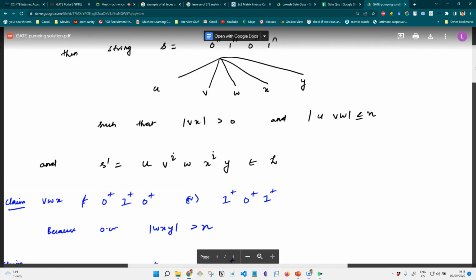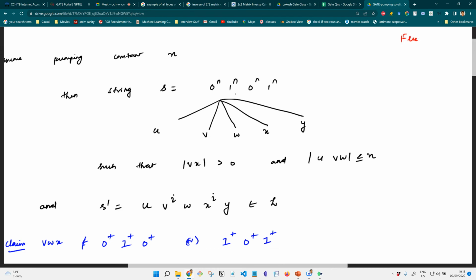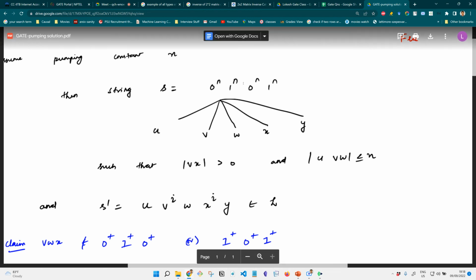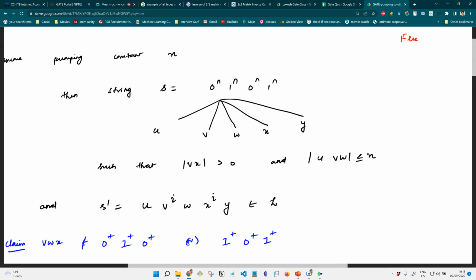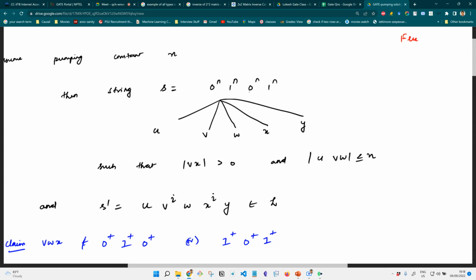No, you should explain. So let's assume vwx contains zeros followed by some number of ones, again followed by zeros. Now how is that possible? It should take some zeros from the first part. It should take all of the ones in the second part. Then it should take some zeros from the third part. That is when it will be of the form zeros followed by ones followed by zeros. Now you have a condition that vwx together should have length less than or equal to n. But if you do that, the length of the string will be at least n plus 2.